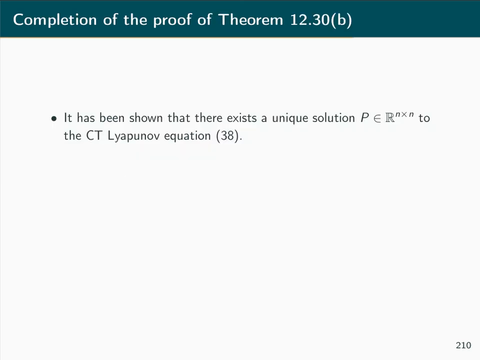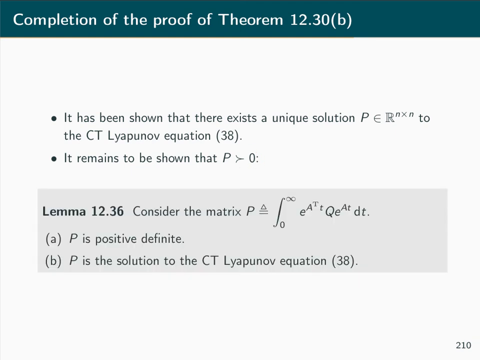Now, it has been shown that there exists a unique solution P to the continuous time Lyapunov equation if the system is asymptotically stable. For the proof of Theorem 12.30b, it remains to be shown that P is also positive definite. And to this end, we invoke Lemma 12.36, where we define the matrix P as the integral from 0 to infinity of e to the A transpose t times Q times e to the At dt.